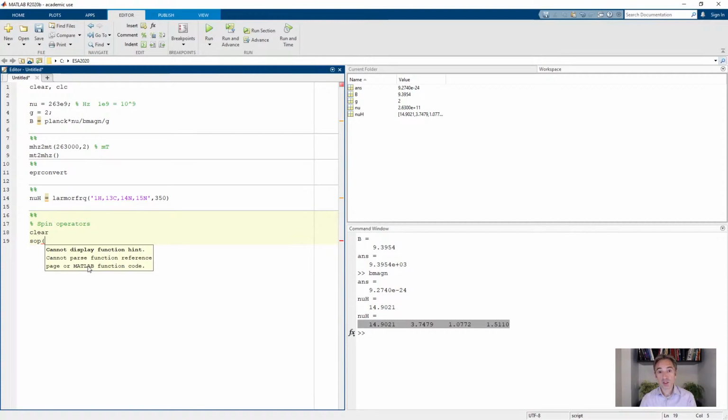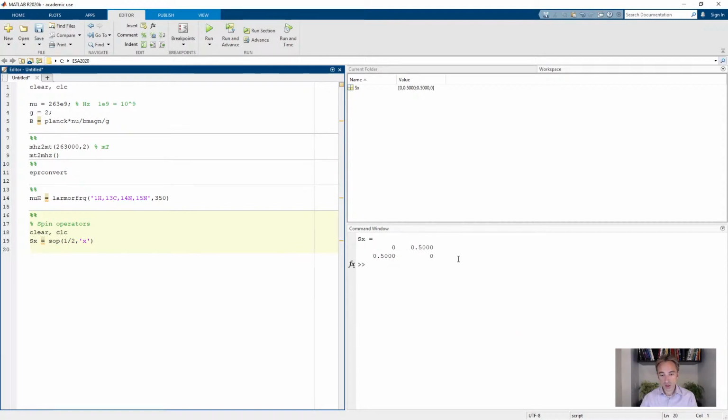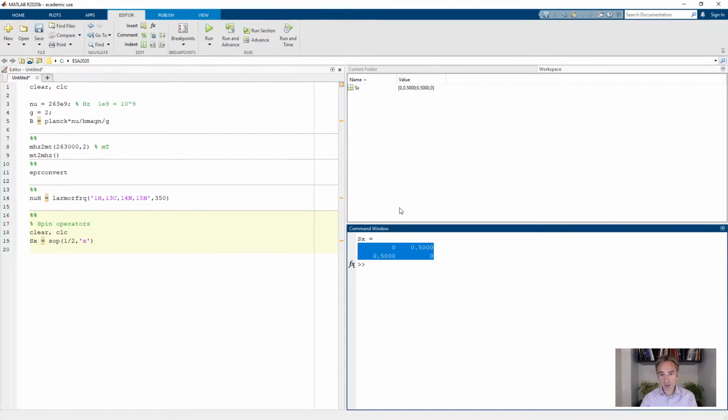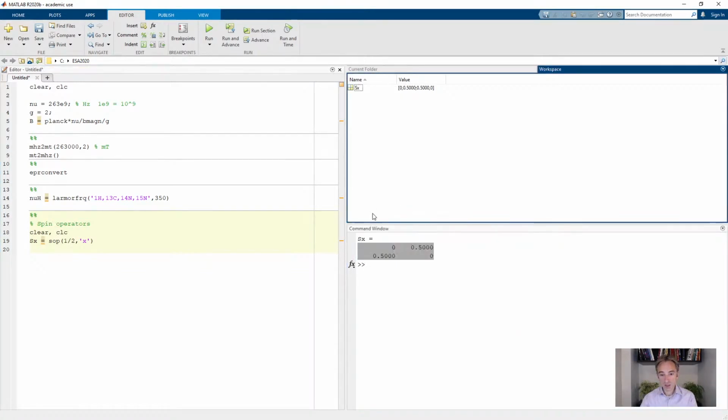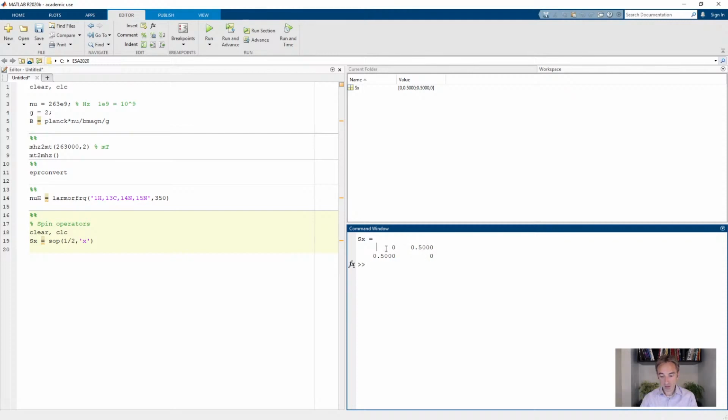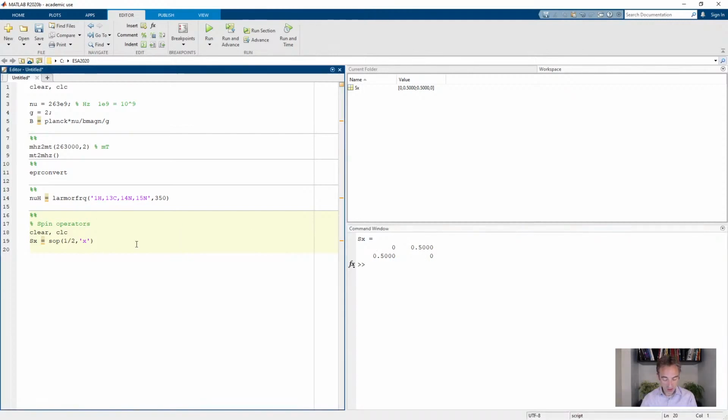The first input to this function is the spin quantum number. Let's, for example, take just spin 1/2. And the second input is which particular operator you desire. Let's say we want to have the X operator, the SX operator. We can assign this to SX here. Let's make sure we clear the command window. And if I run this with Control Enter, I do get a nice matrix that, as you can see here, is 2 by 2 and has the correct matrix representation for SX.